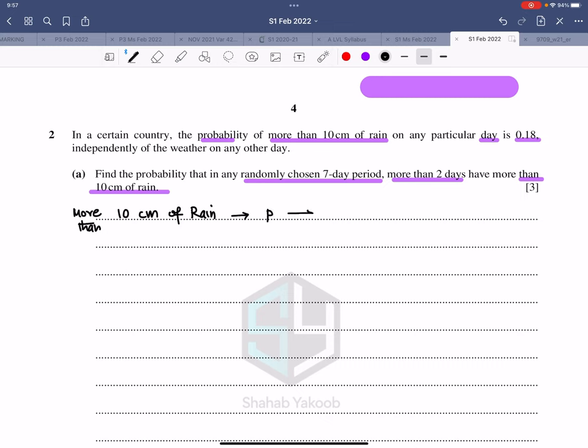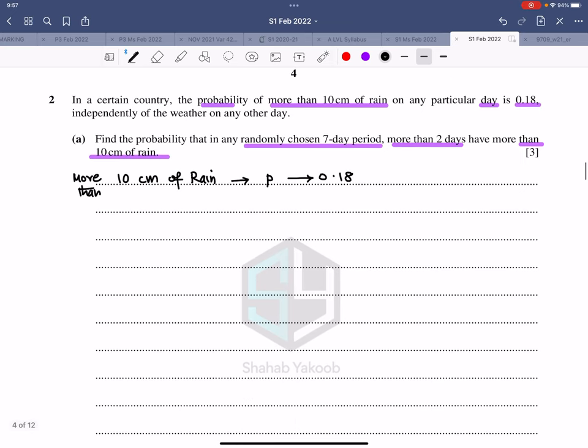So the probability of success is 0.18. That's the first thing. They are talking about a 7-day period. So therefore, X follows a binomial distribution, 7, 0.18. That is the first thing that you should worry about.